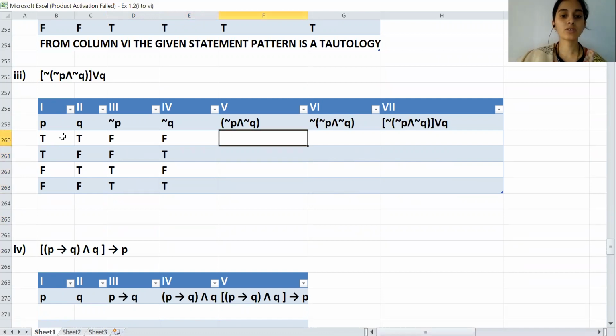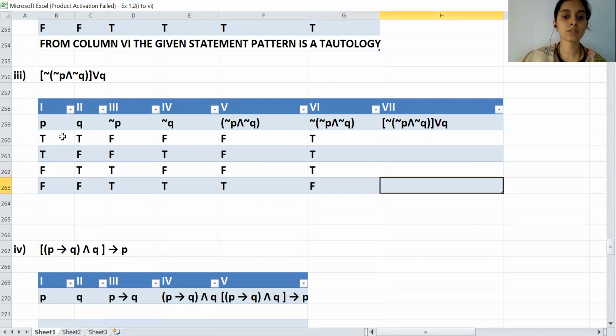Okay. Now negation P and negation Q. So columns 3 and 4. F and F, F. F and T, F. T and F, F. And T and T, true. Then it says negating this entire thing, so negating the entire fifth column. The negation of the fifth column will be true, true, true, and false.